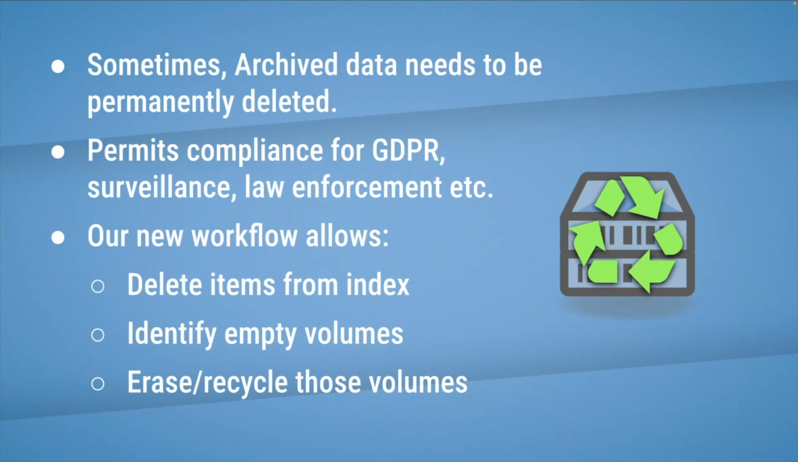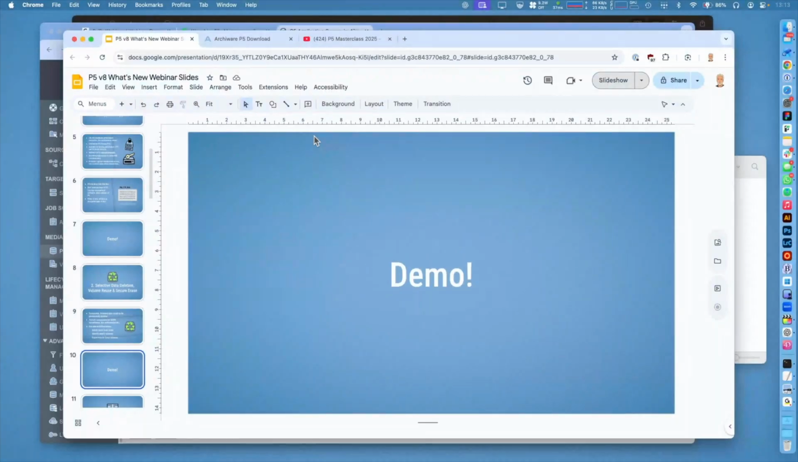On top of that, if you deleted enough data that you've got 5 tapes, which now no longer have anything in the index pointing to the tape, you can then erase and recycle those tape volumes and use them again, destroy them, whatever you want to do with them, so that you've got a fully rounded archive workflow with a possibility to delete. So I'm going to give you a little round trip of what this looks like in the P5 interface.